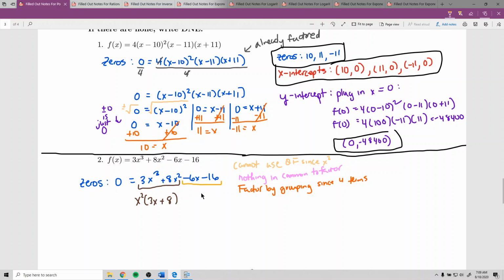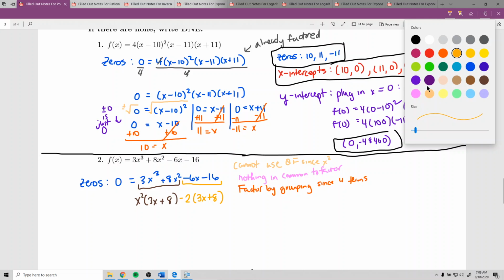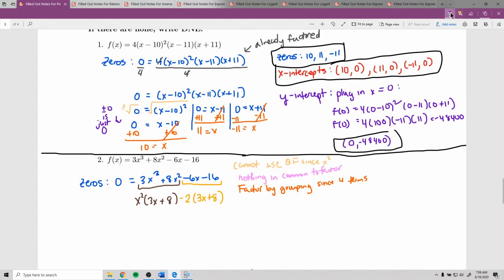Now the back 2 terms here, what do we have in common? We have a 2 in common, but we also have a negative sign in common, so I'm going to take out a minus 2. And then when we take out the negative 2 from negative 6, we get positive 3x. And we take out a negative 2 from negative 16, we get positive 8. Now, you'll find if you don't take the negative out here that you'll have to still take it out in the next step. So it's good to just take it out now. And we still have equals 0 on the left.